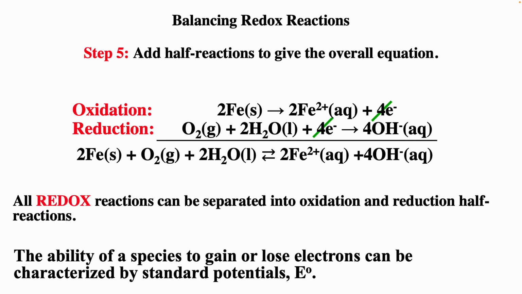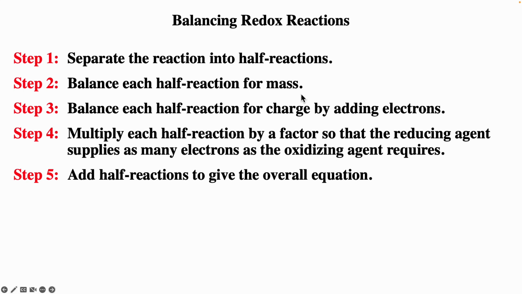And so all redox reactions can be separated into oxidation and reduction half reactions. Remember, you always have to have the same number of electrons in the oxidation half reaction and the reduction half reaction. And so there's 5 steps. First, you separate it into half reactions. You mass balance each half reaction. Charge balance each half reaction. Multiply each half reaction by a factor so that you have the same number of electrons. And the fifth and final step is you add the half reactions to give the overall equation. I hope that was helpful.